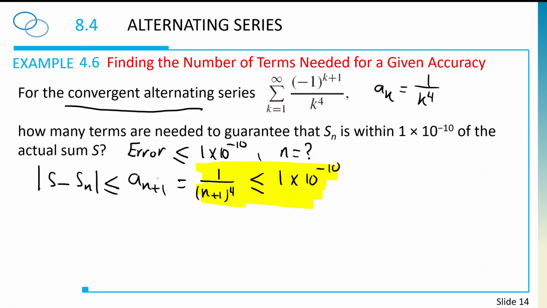So let's solve this inequality. Now I have 1 over n plus 1 to the power of 4. For sure this is positive, okay? It can't be 0. This is greater than 0, less than or equal to 1 times 10 to the power of negative 10. If I write it with positive power, this is 1 over 10 to the power of 10. Remember, we did this last time. If I take the reciprocal of this whole inequality, now I have n plus 1 to the power of 4, and you need to switch the inequality sign, greater than or equal to 10 to the power of 10.